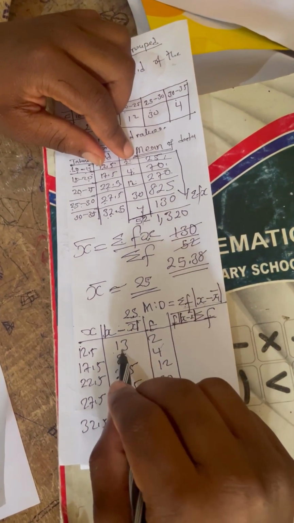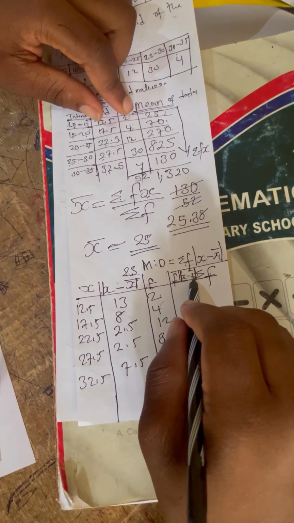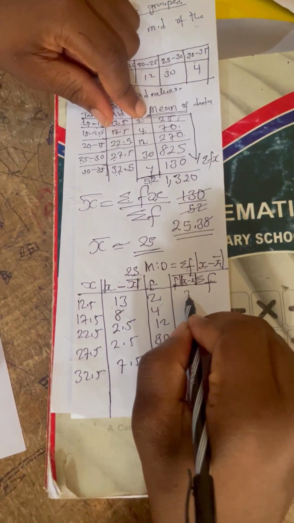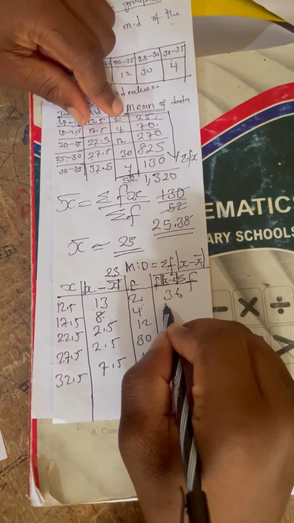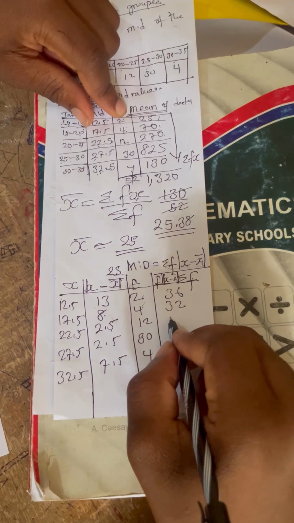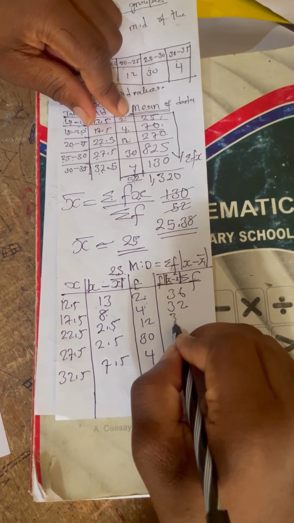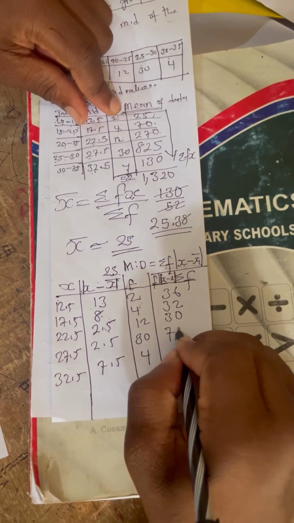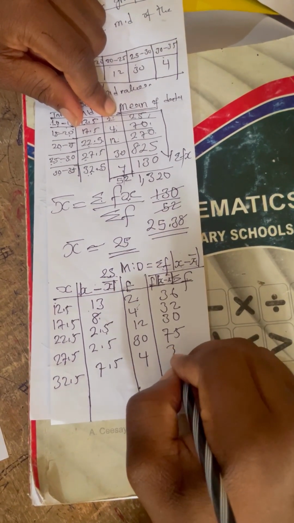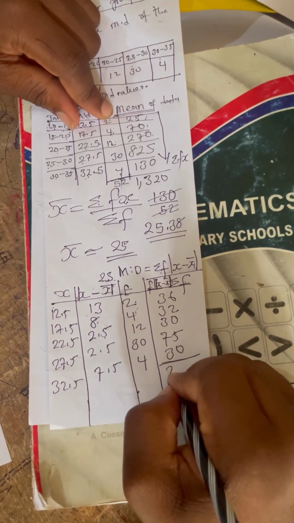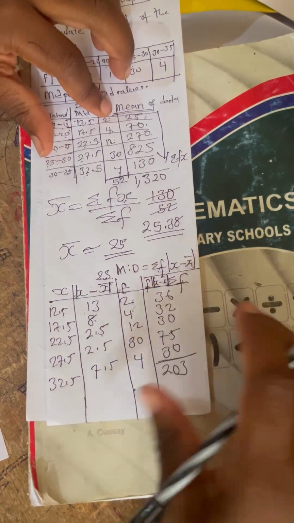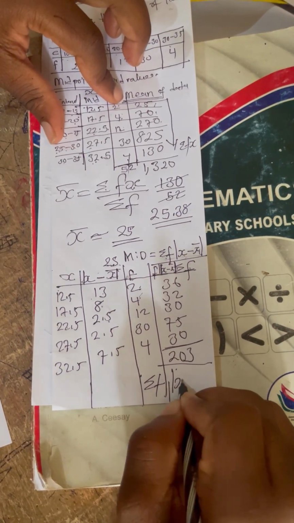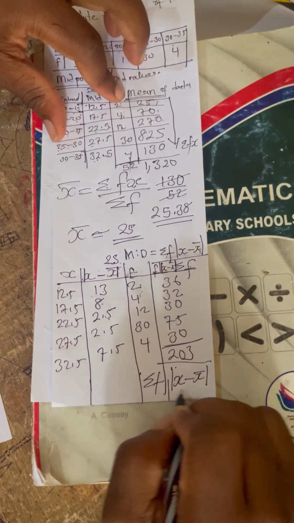Now we multiply this and this to have f multiplied by absolute value of x minus x bar. So when we say 13 times 2, you have 26. 8 times 4, you have 32. 2.5 times 12, you're going to have 30. And 2.5 times 30, you're going to have 75. And 7.5 times 4, you're going to have 30. So when you add it, you are going to have 203. So this is what we call sigma f multiplied by absolute value of x minus x bar.